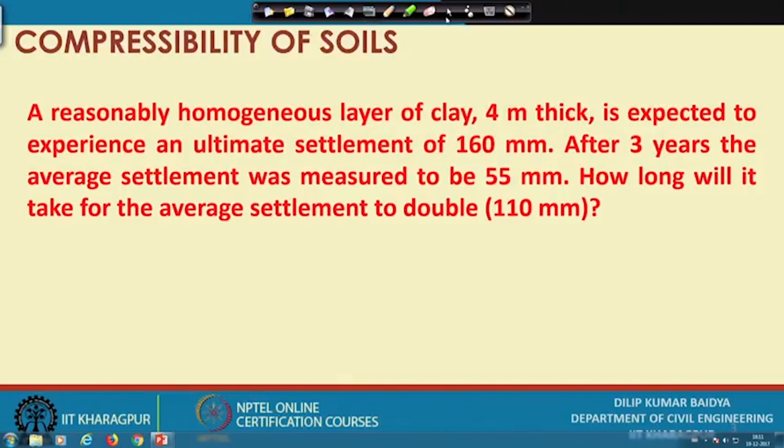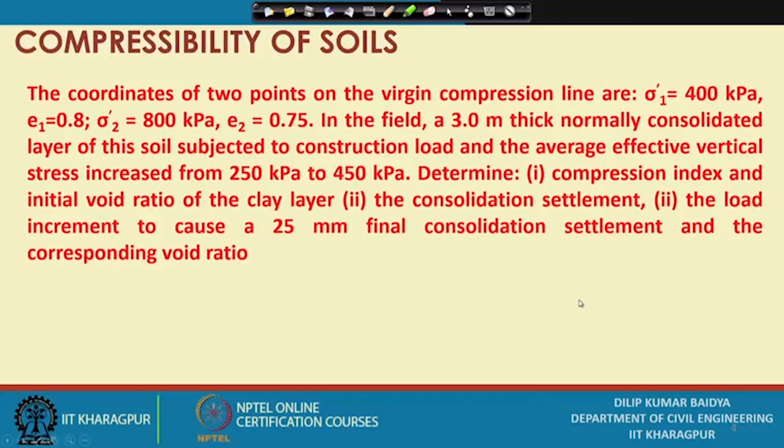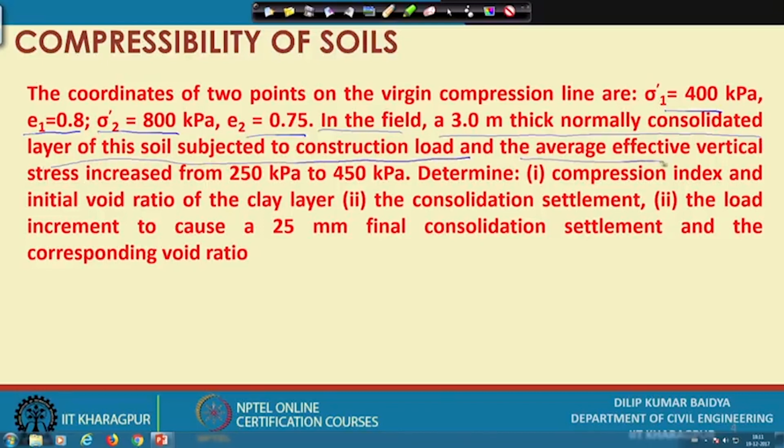Now, let me go to the next problem. You can see the coordinates of 2 points on the virgin compression line are sigma 1 dash equal to this, E 1 is this, corresponding to sigma 2 dash, E 2 is this. In the field, a 3 meter thick normally consolidated layer of this soil is subjected to construction load and the average effective vertical stress increases from 250 kPa to 450 kPa. Then determine the compression index and the initial void ratio of the clay layer.